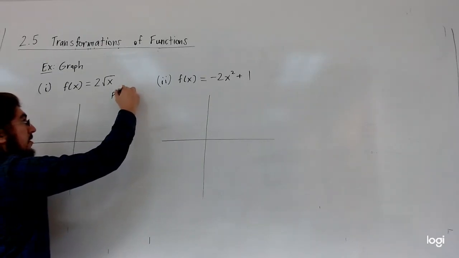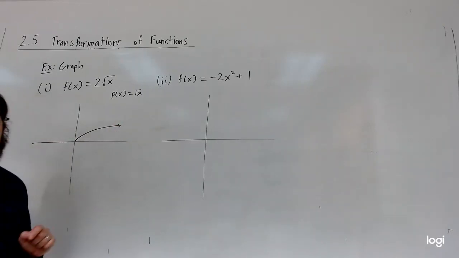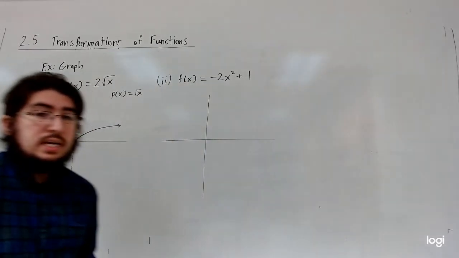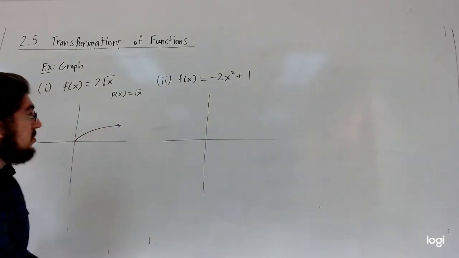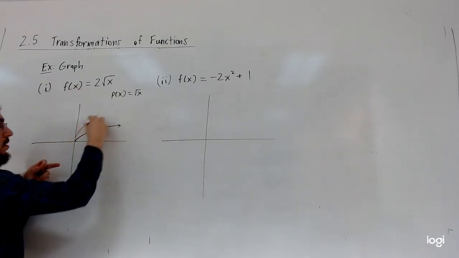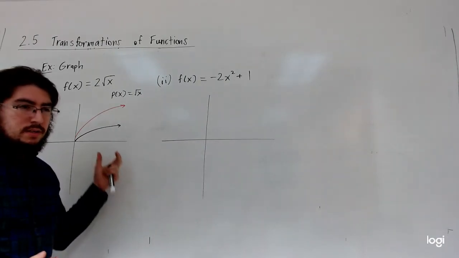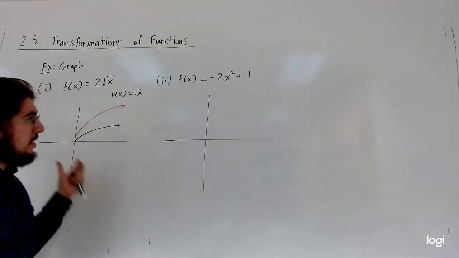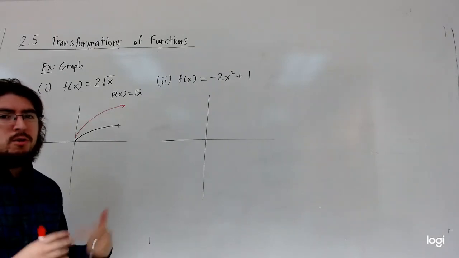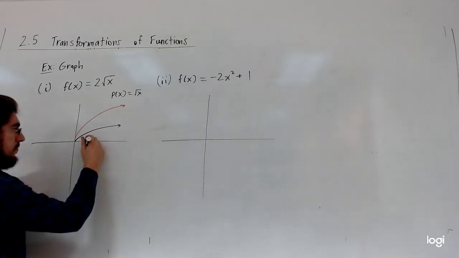So the parent function here is going to be just square root of x. And it looks like this. Now 2 radical x is going to look exactly like this. The only difference, though, is that it's going to be stretched vertically by a factor of 2. So imagine grabbing this same function but stretching it up by a factor of 2. And it would look something like that. So that's all you're going to do as far as that goes. So if you're graphing something that involves a number on the outside, just try to show it by stretching it vertically, but you don't have to worry about the specifics of it.